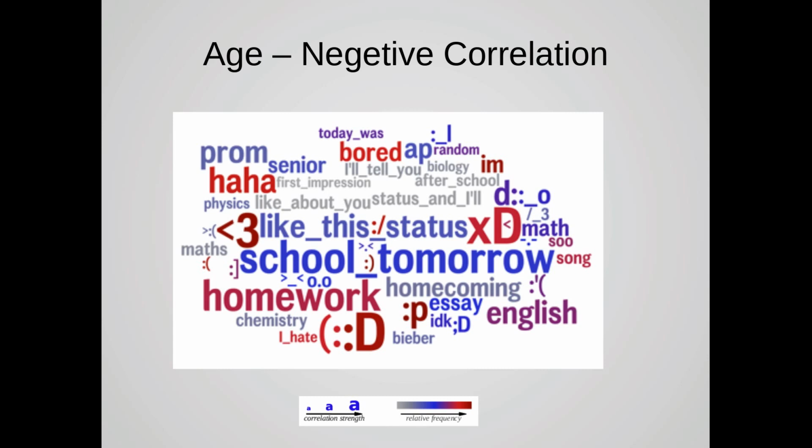Here, we see a word cloud generated with Facebook language at the user level. The word cloud shows all words with a negative correlation with age. That is, young people. We note lots of words indicative of school and lots of emoticons. These are things you would expect.